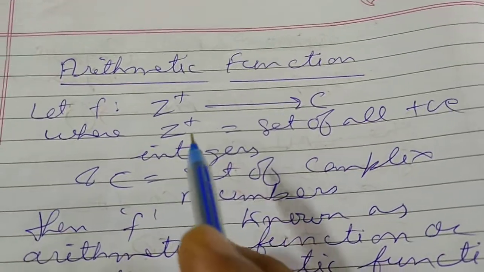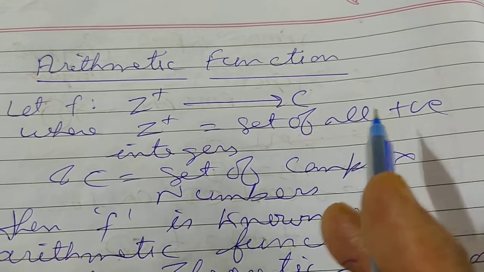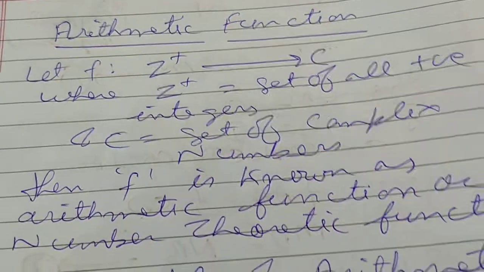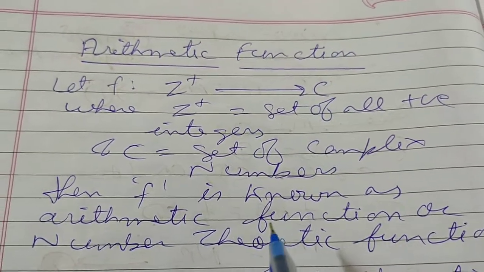Arithmetic function. Let f be a function from Z plus to C, where Z plus equals the set of all positive integers and C is the set of all complex numbers. Then f is known as an arithmetic function or number theoretic function. Let's take one example of this.